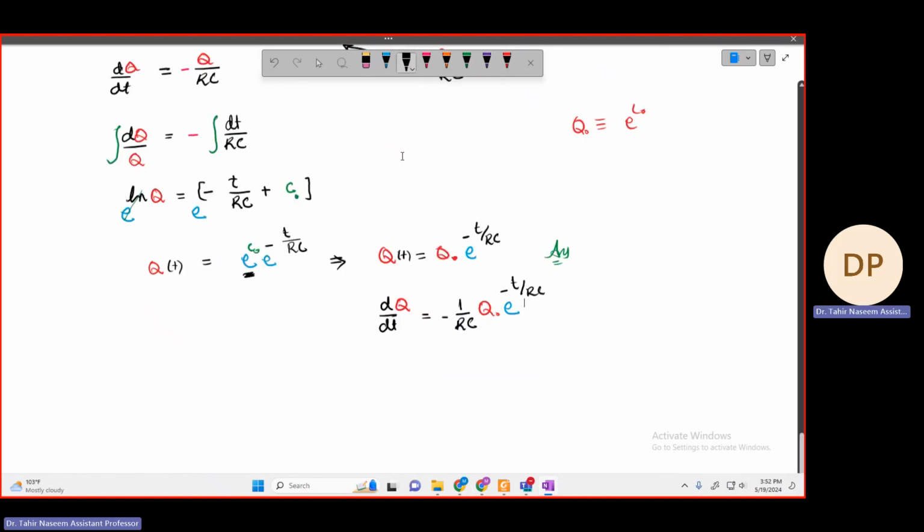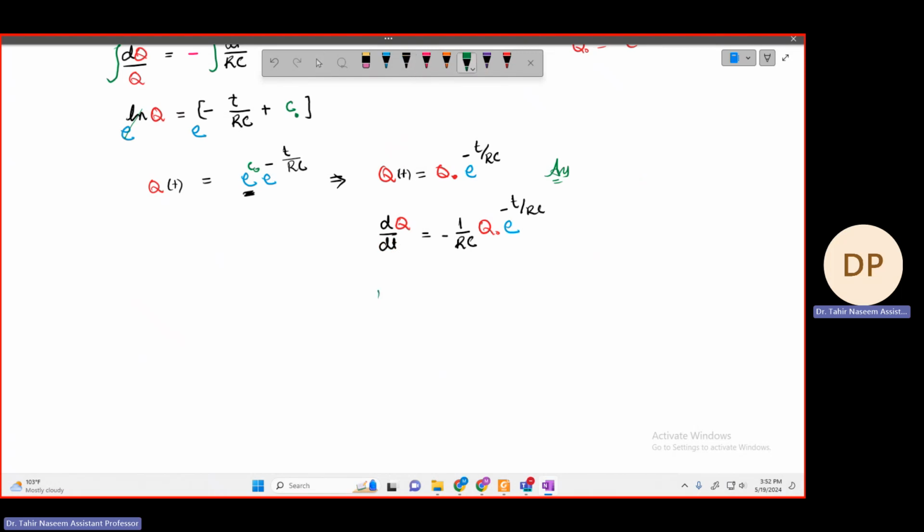I have taken the derivative of both sides. dq/dt is the current I of t, and Q0 I write as CV0, because Q is equal to CV, right? So I can write Q0 is equal to CV0, giving minus 1 over RC times CV0 times exponential of minus t over RC. Okay, what cancels? C cancels with C, and finally we have the answer.